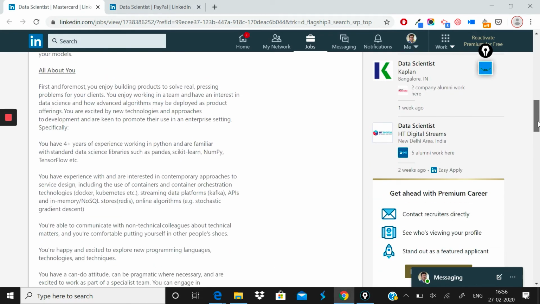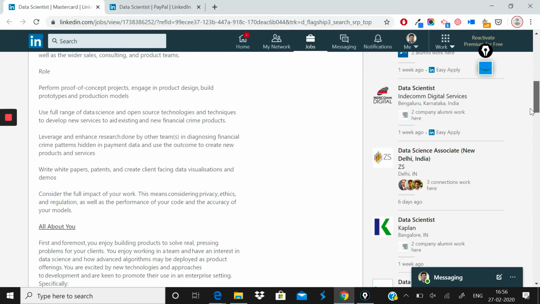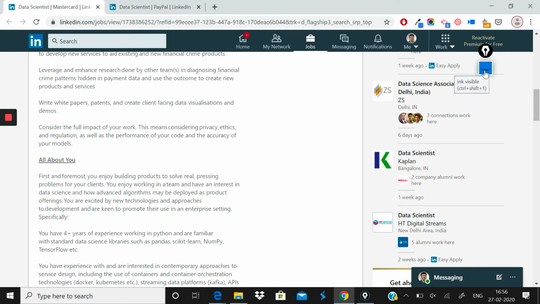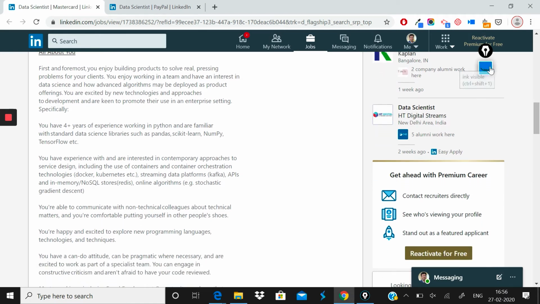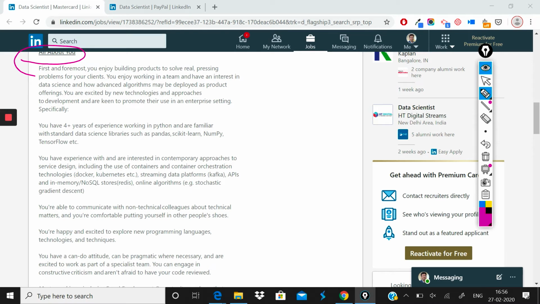Now, this is what the role is. So essentially, a lot to do with financial crime, and expect that the interview will be a lot focused on that as well. Now, here's what the company has asked in terms of what they'd expect from you. So first of all, you enjoy building products to solve real pressing problems for your clients. So basically, building products is something that you should enjoy. That's the first requirement, because you're building solutions here. So that's very much expected.